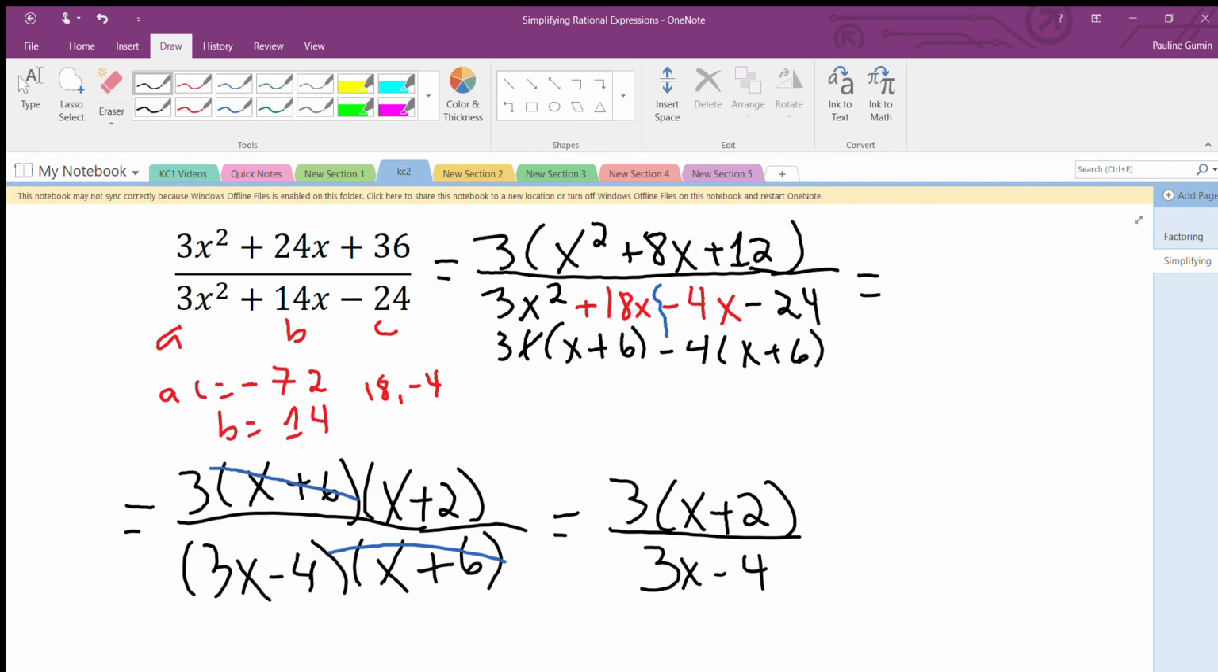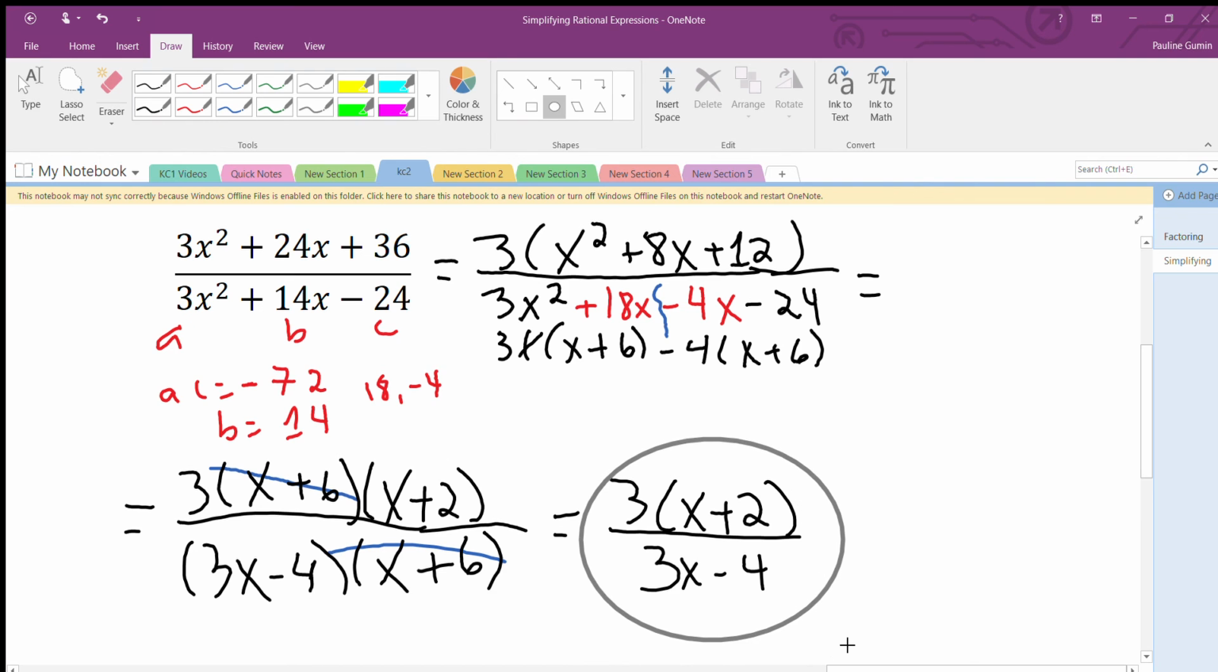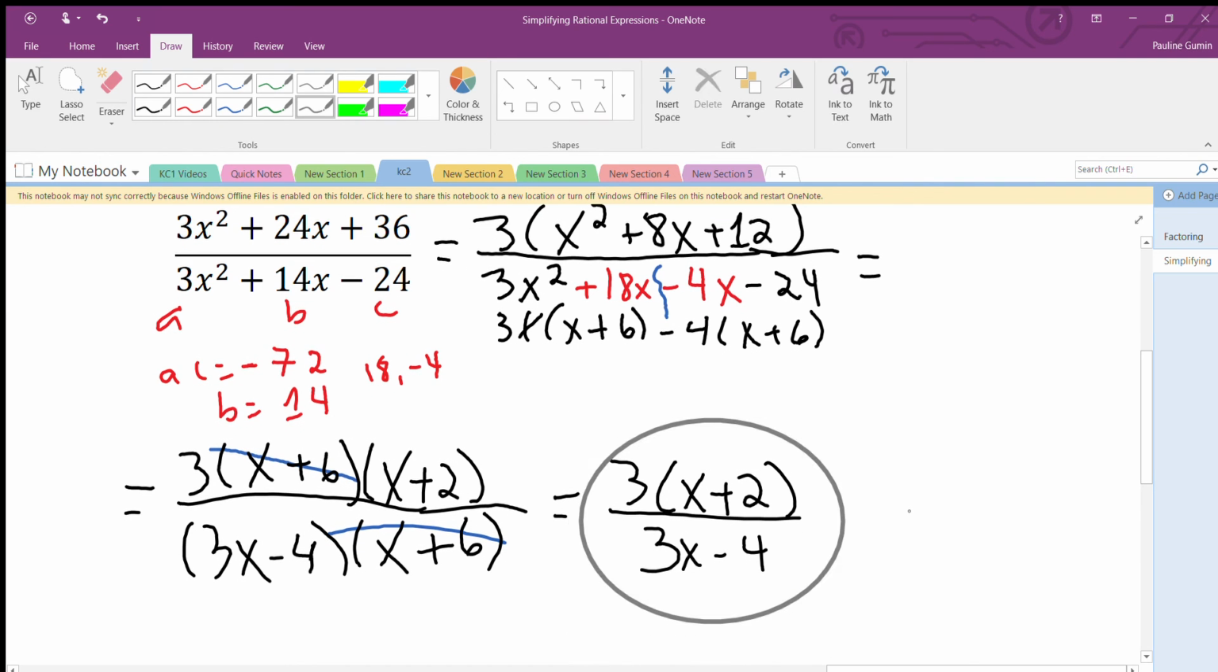So tempting, but no, we can't. This 3 is attached to an x, which is attached to a minus 4. And this one is just in front of these parentheses. So they are not the same, not at all, not one bit. No way, Jose. This is as far as we can take it.